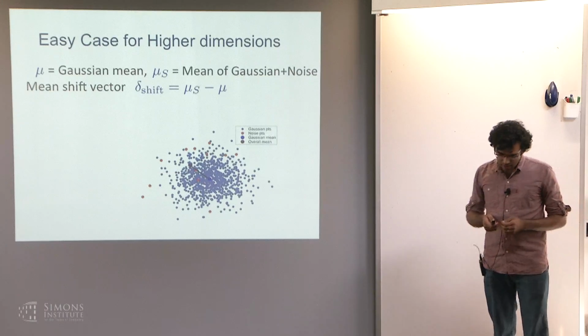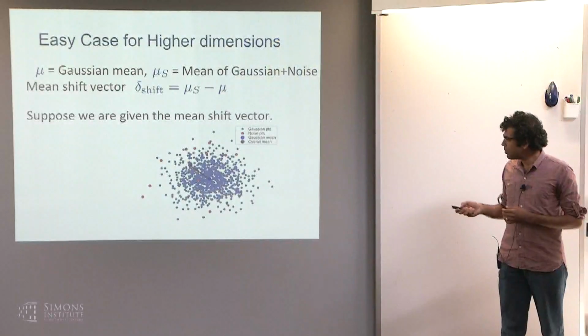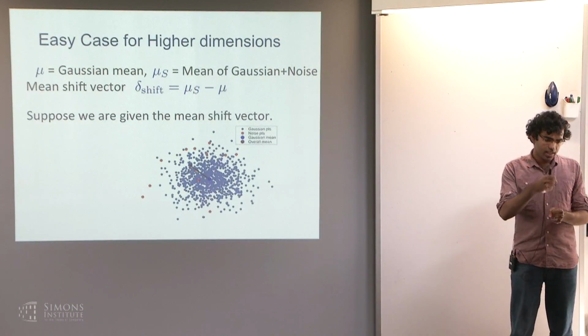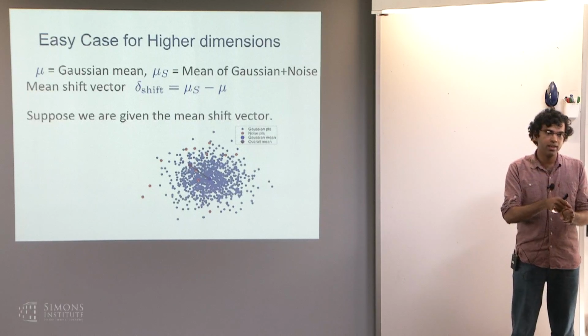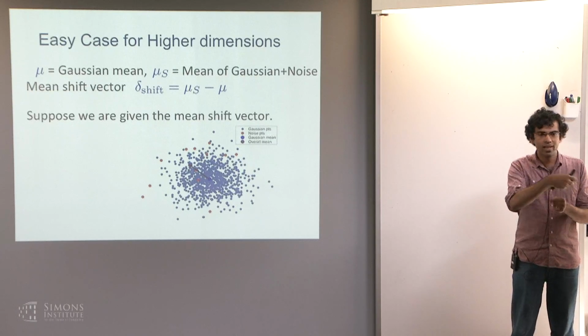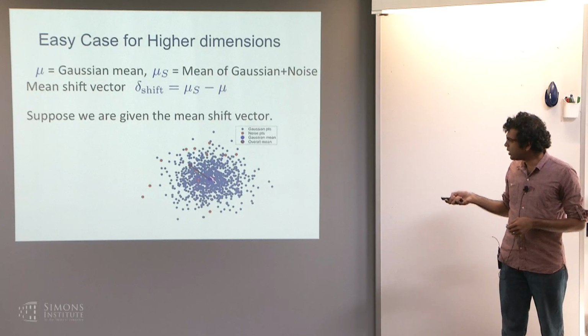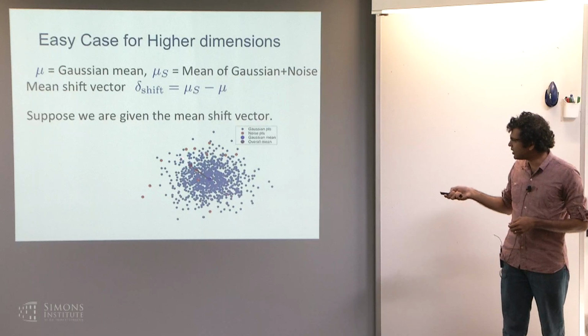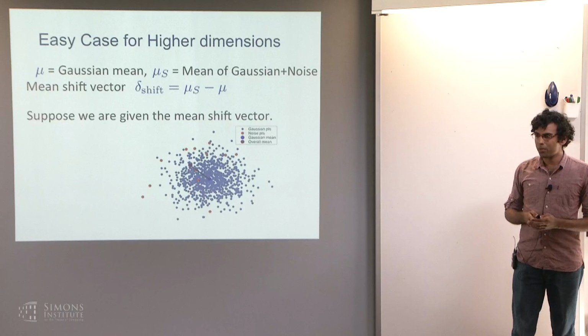Okay, so before going into the algorithm, let's consider an easy case in the higher dimension. Suppose we are given the mean shift direction. The mean shift direction is the direction from the true mean, the Gaussian mean, to the sample mean. The sample mean has this noise point, so it can be way off. So this is the mean shift direction. Suppose we are given this direction. Then this is an easy problem.